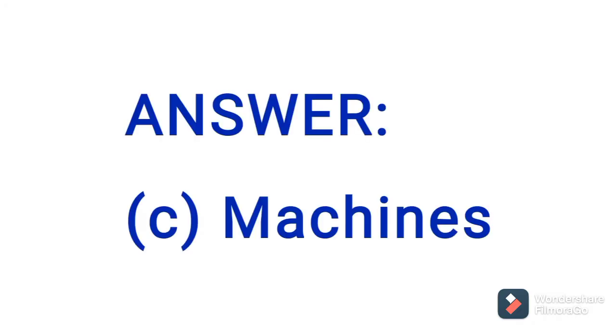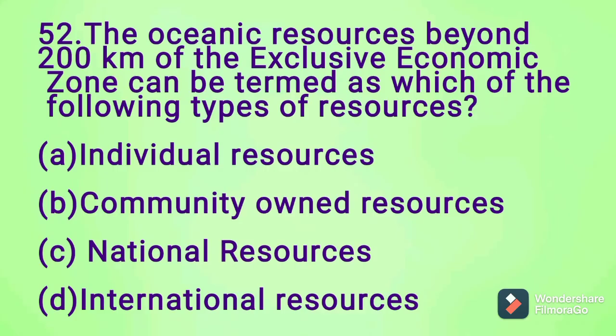And the answer is option C. Machines. 52nd question. The oceanic resources beyond 200 km of the exclusive economic zone can be termed as which of the following types of resource? Option A. Individual resources. Option B. Community owned resources. Option C. National resources. Option D. International resources.